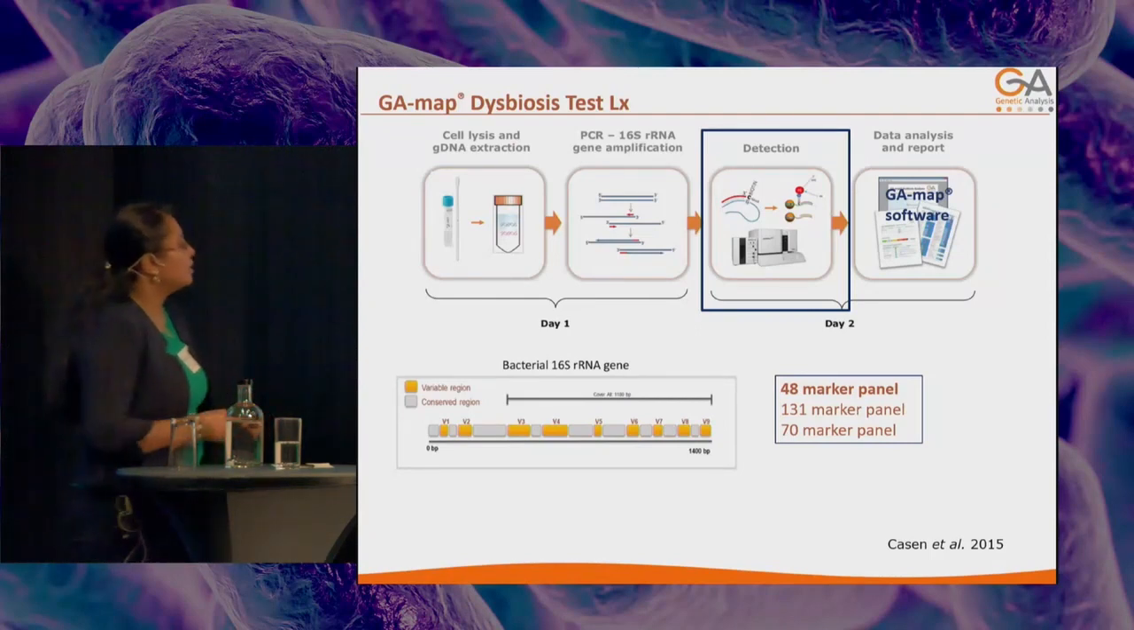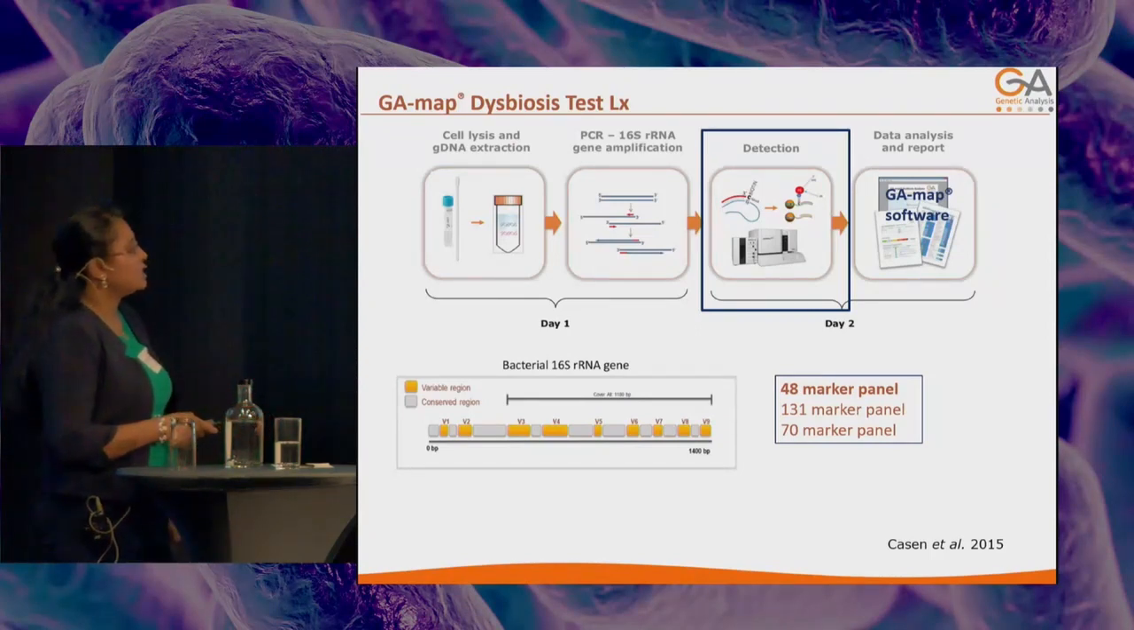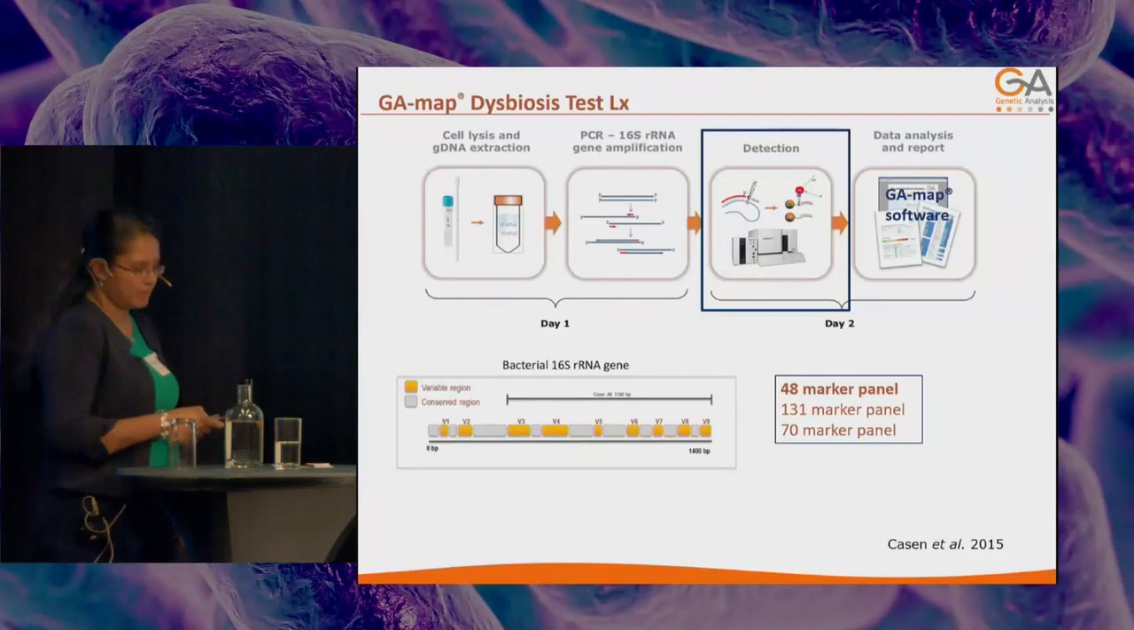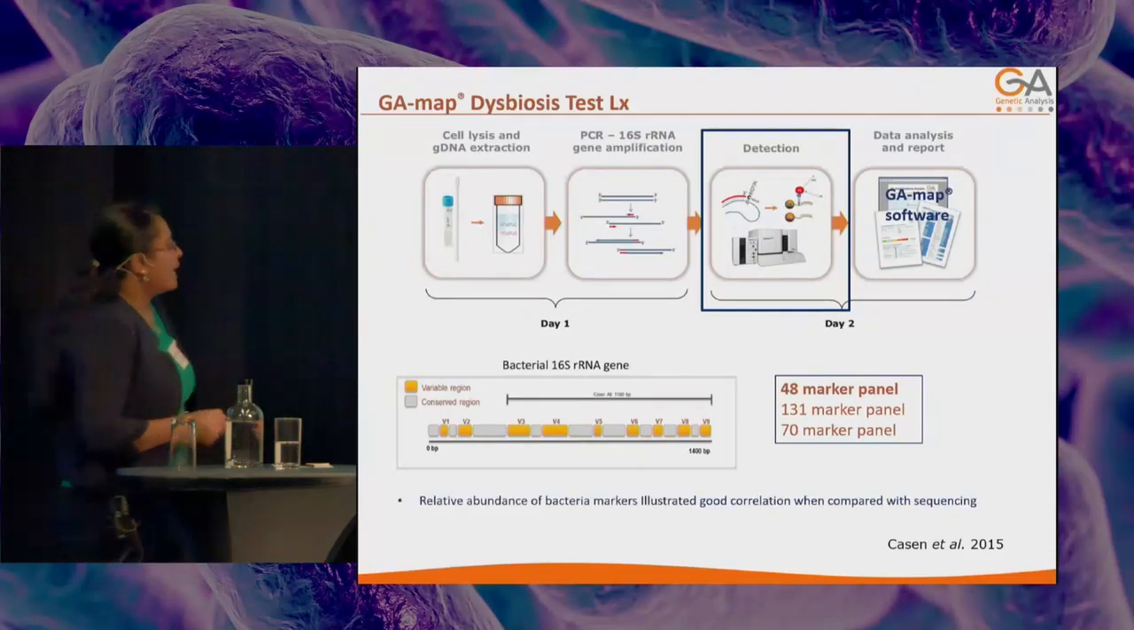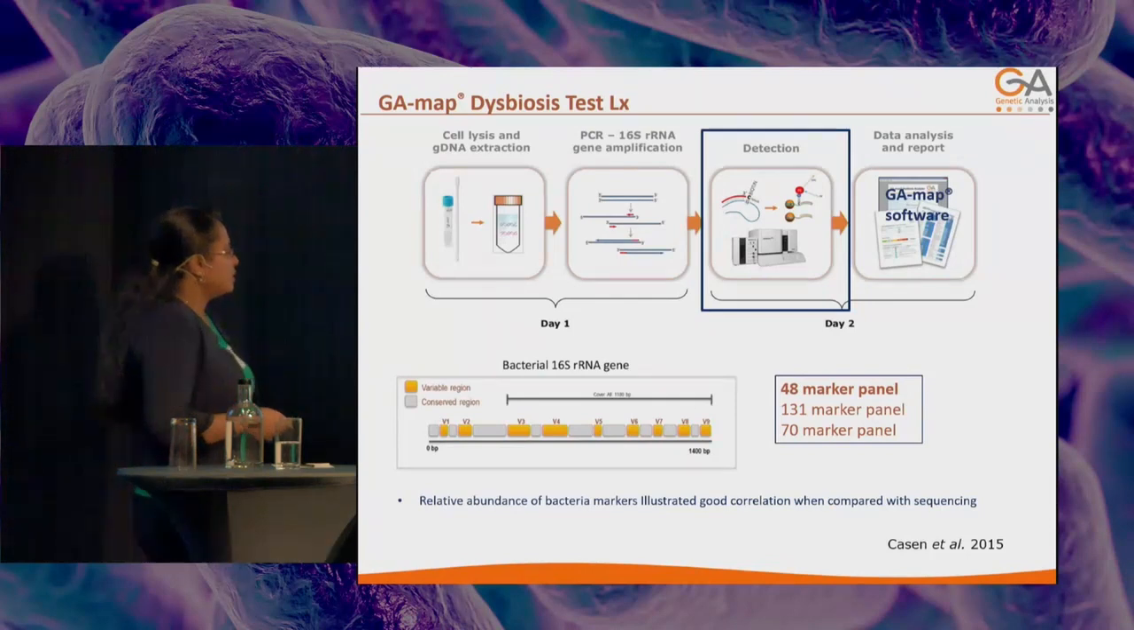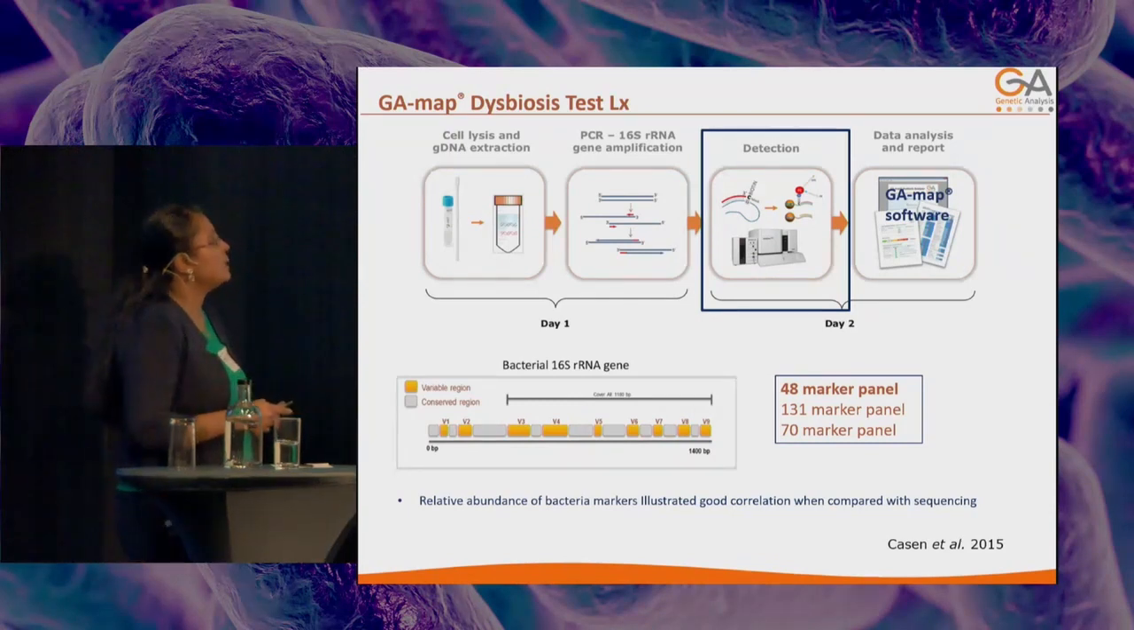We have the 48 marker panel, which is our standard panel, and it's also CE marked. But we have 2 other panels that we generally use for research purposes. It's important to note that we have compared the relative abundance of the bacteria markers that we get from our platform to the sequencing platform, and we have illustrated that it has quite good correlation.